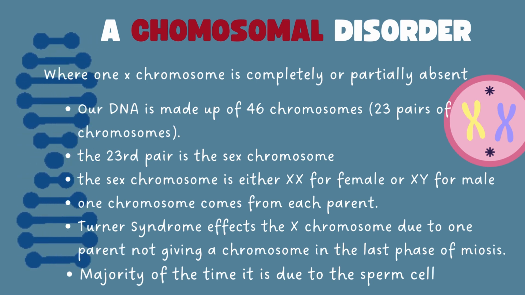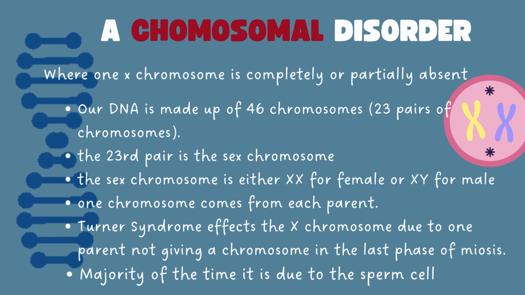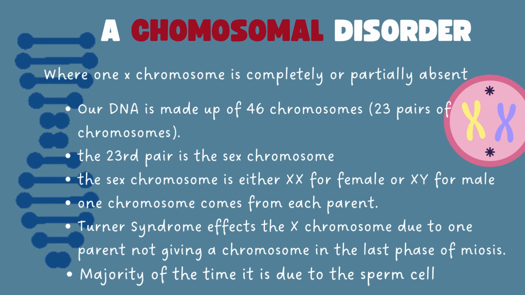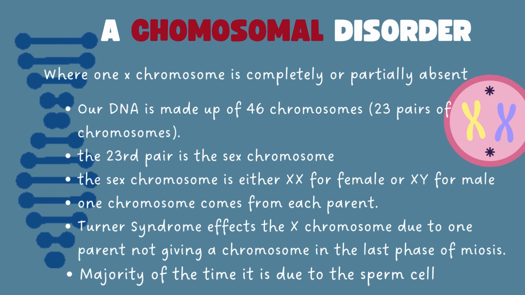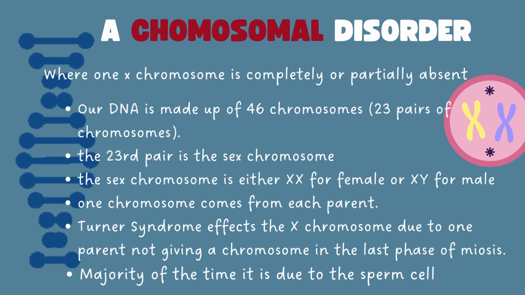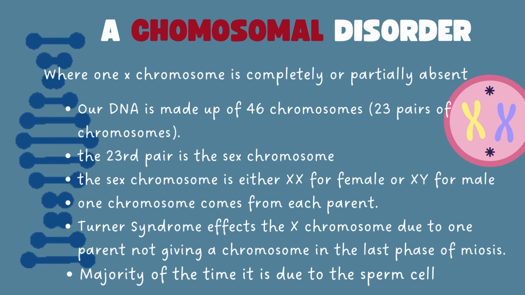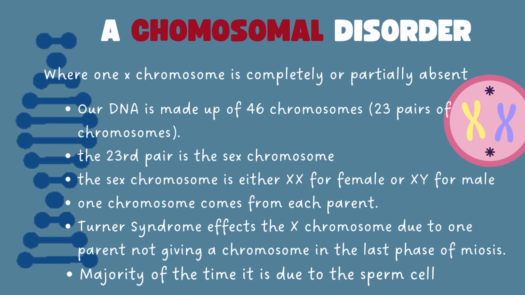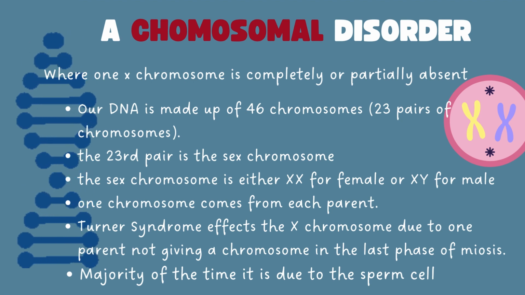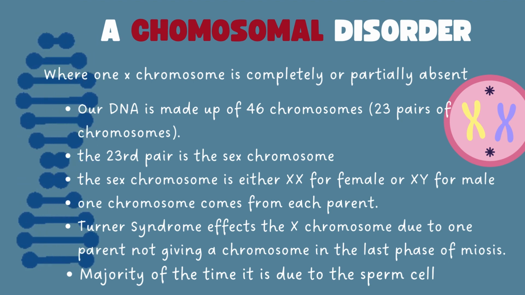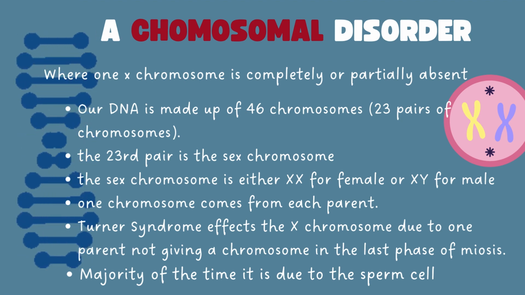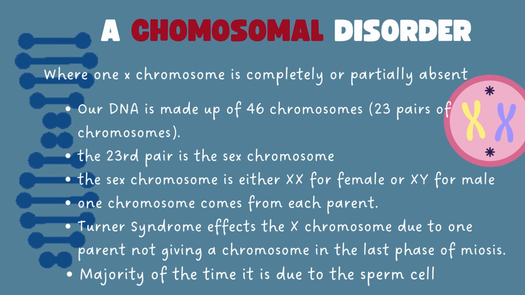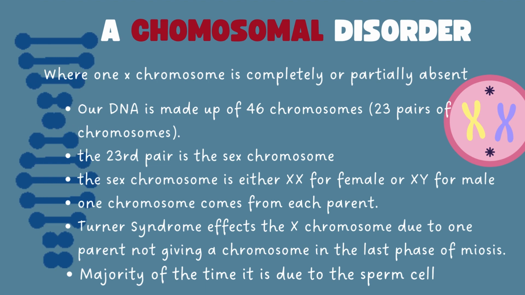Our DNA is made up of 46 chromosomes, or 23 pairs of chromosomes. Our 23rd pair is the sex chromosome pair that determines the sex we are born. The female pair is XX. The male pair is XY. In this pair of chromosomes, one comes from the mother and one comes from the father. Typically, in Turner syndrome, the sperm cell is usually the chromosome that is completely or partially absent.